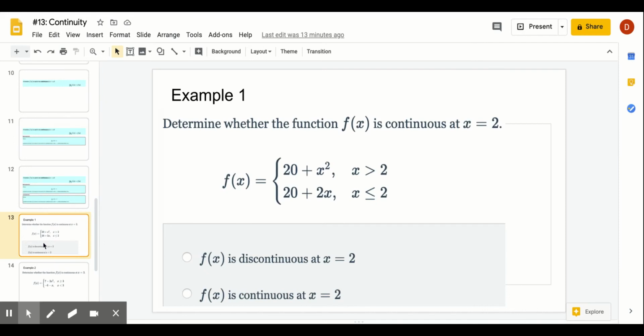So this is the first example that we're going to talk about. This is a screenshot of exactly what your Delta Math is going to look like. You are given a piecewise function, and it's asking you whether it's going to be continuous or discontinuous.